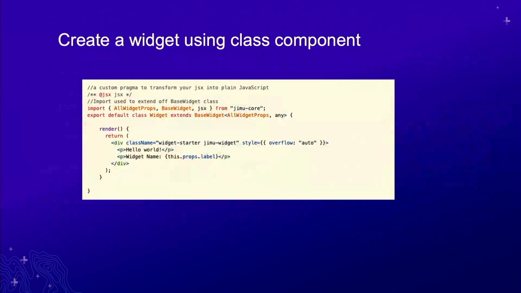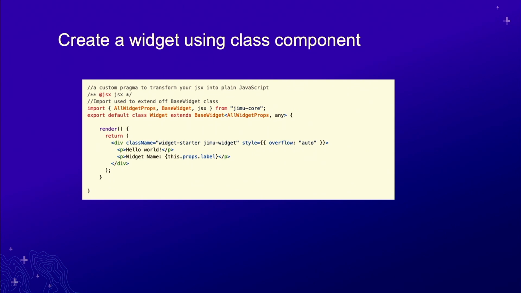So our first instance here is a class component. This code snippet below creates a simple class component. It loads the necessary modules, exports the default widget class, and declares the type for all widget props. And basically that's going to use props of the widget. The render method is called to return the output of hello world and the widget name coming from this.props.label.